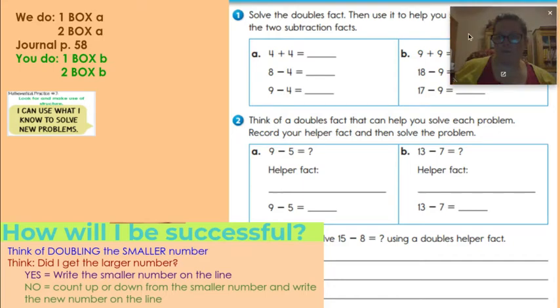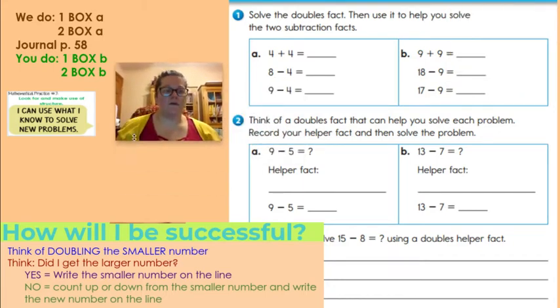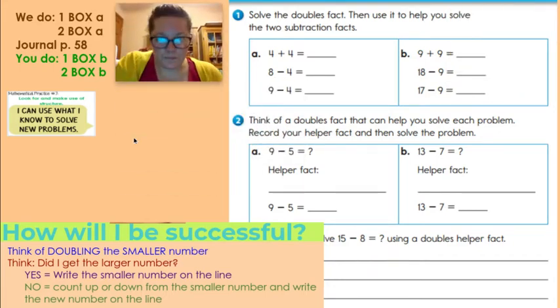All right, let me move my picture again. All right, so I want you to open up to journal page 58. We are going to do number 1 and number 2, box A. Here's A and here's A together. And then you're going to do box B and B on your own. All right. So for number 1A, it says to solve the doubles fact, and then you can use that to help you solve the 2 subtraction facts.